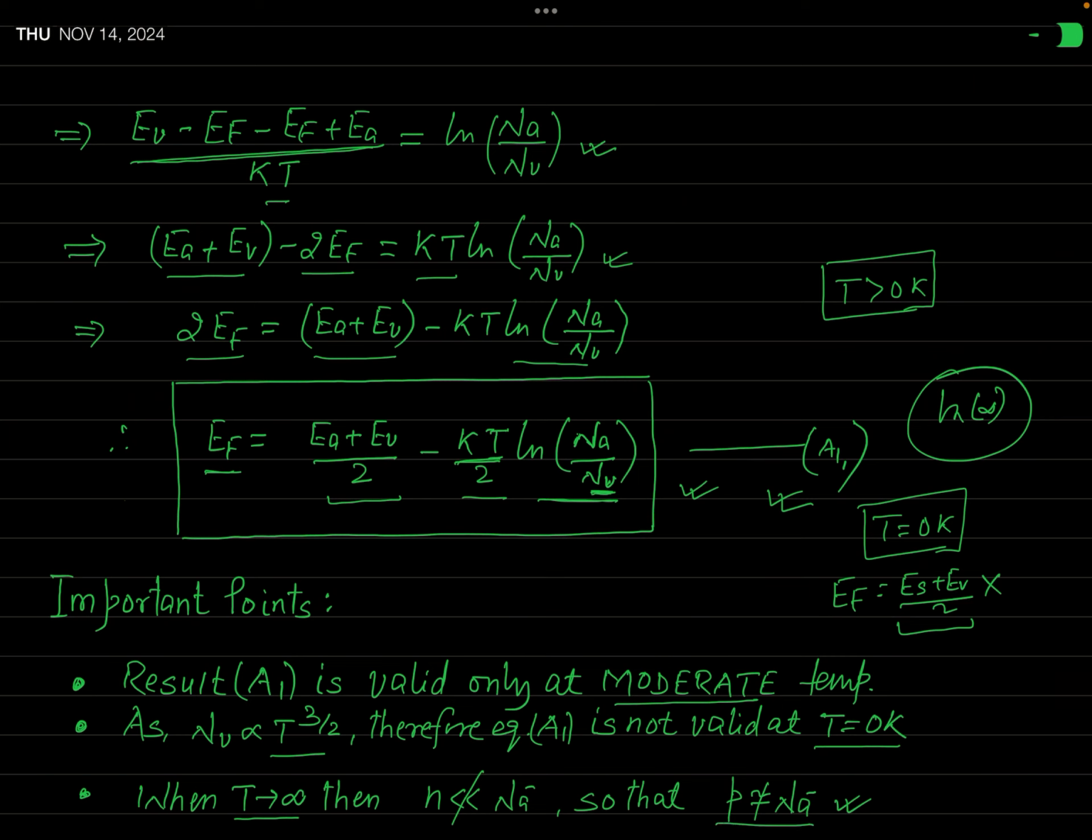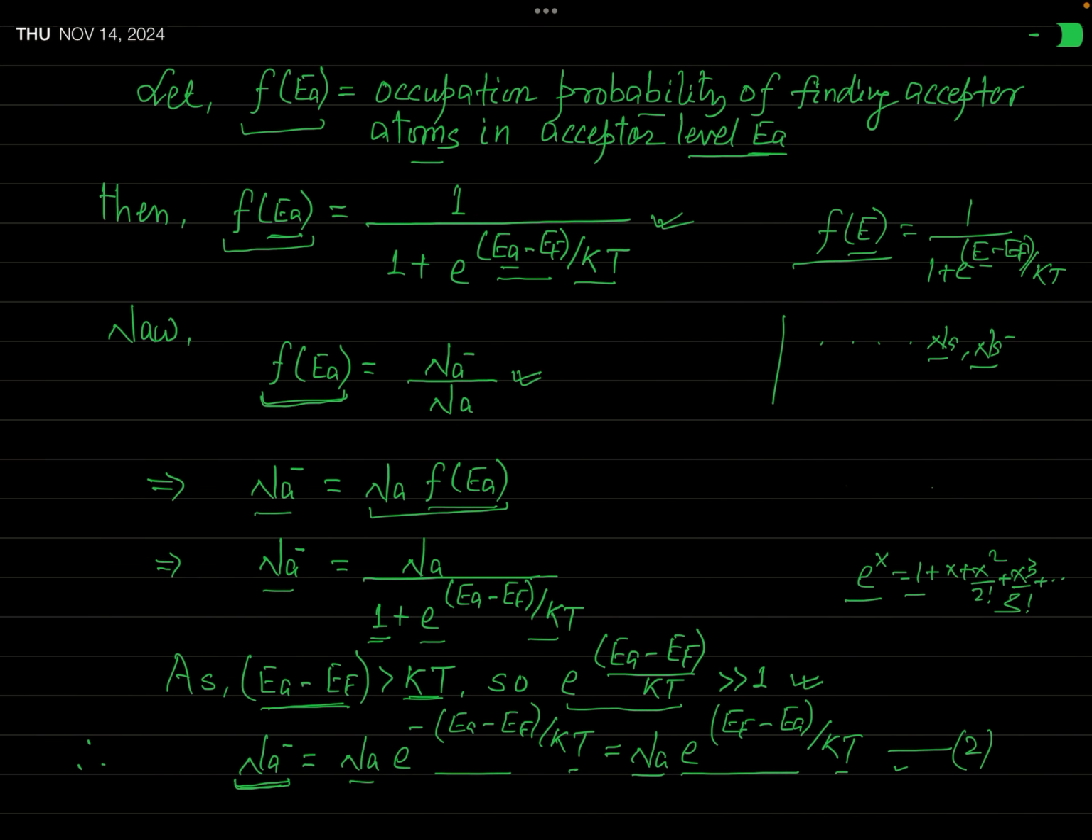Okay, so it is clear that the result for the Fermi level, which I have mentioned in this equation A1 for the p-type semiconductor, is neither valid at 0 Kelvin temperature, nor at very high temperature. So actually this result is valid only at a temperature which is neither very small nor very large, that is, the temperature is moderate. Then this result will be valid. Okay. Actually, in that condition, you can see this figure.